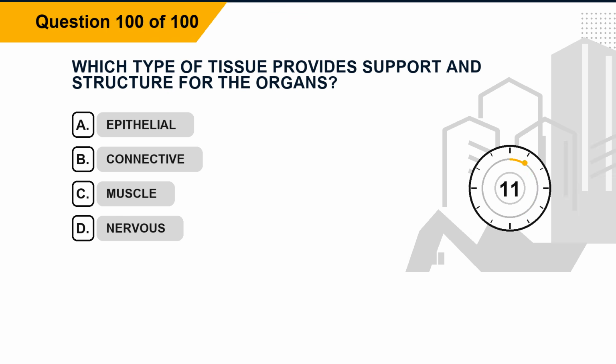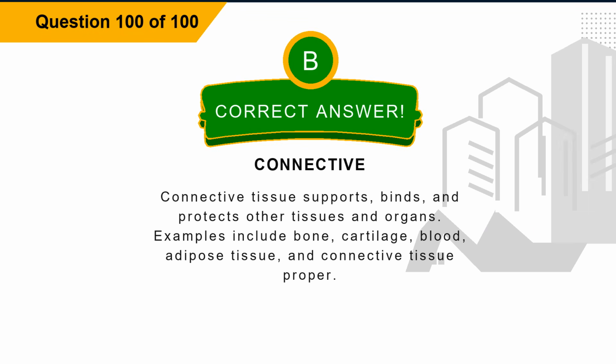Question 100. Which type of tissue provides support and structure for the organs? Option A, epithelial. Option B, connective. Option C, muscle. Option D, nervous. The correct answer is option B, connective. Explanation: connective tissue supports, binds, and protects other tissues and organs. Examples include bone, cartilage, blood, adipose tissue, and connective tissue proper.